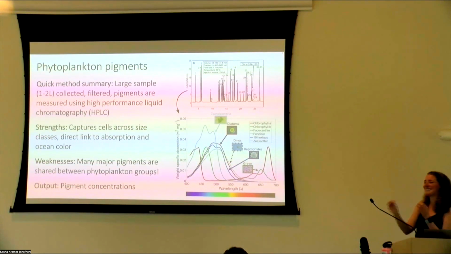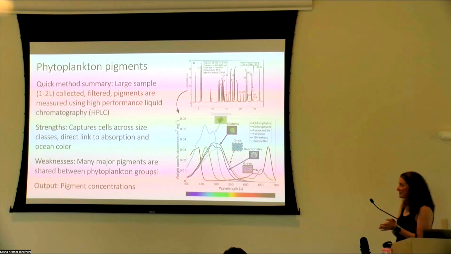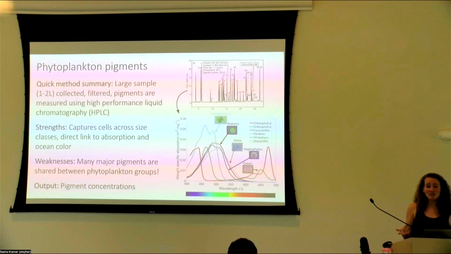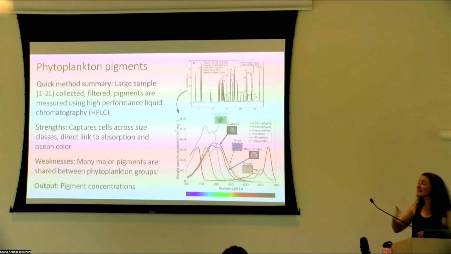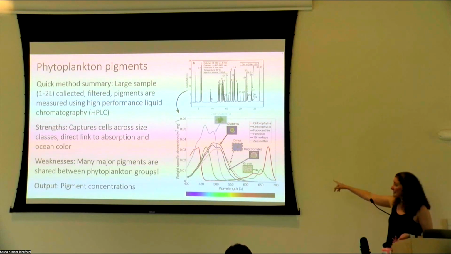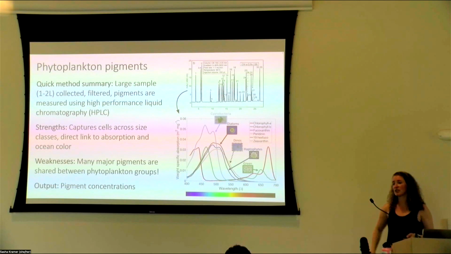So thinking about that data quality is really important in this method because it can be a little bit tricky to use. So a major strength of HPLC is that you're measuring phytoplankton. Anything that fits on your filter is going to be measured. So you're getting things across size classes from pico to nano to micro. There's also this really nice direct link to absorption and ocean color.